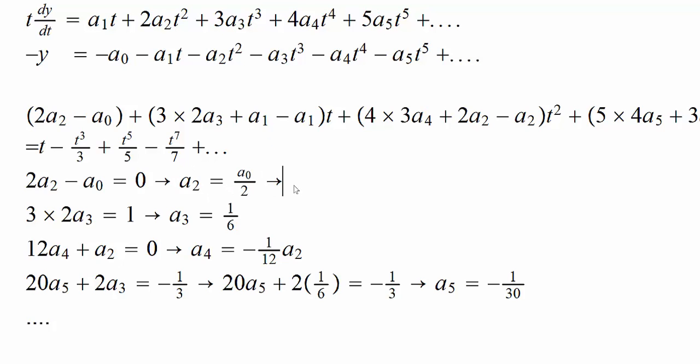This is negative. a2 is -1/2, right? And a3 is this, and right here we have again a2 is -1/2. So this becomes 1/24. Okay, so what our solution would be then?